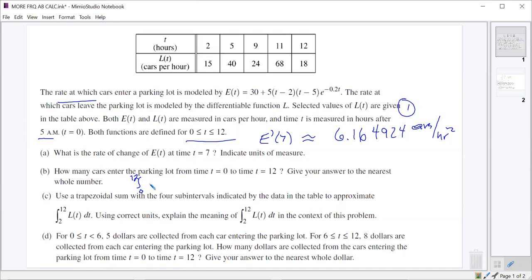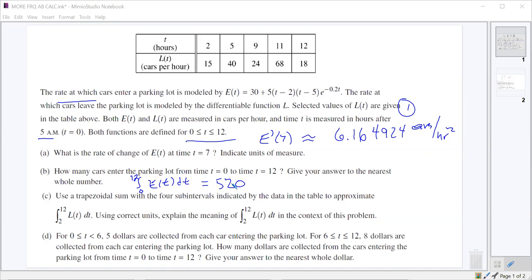B, the integral from 0 to 12 of E of t. That's what we've done a bunch of times with these rate questions. The number of cars that enter is just the integral of the rate at which they enter. So the integral from 0 to 12 of E of t, and they said to round it to the nearest whole number, came out to be 520.